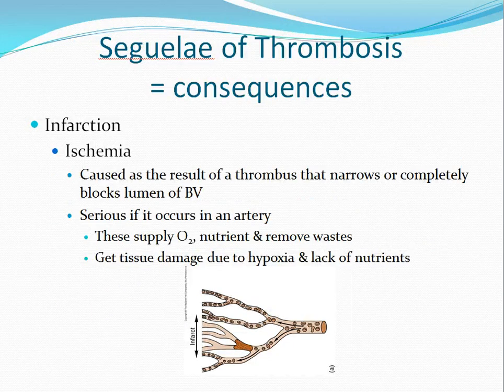Looking further at an infarction, ischemia is caused as the result of a thrombus that narrows or completely blocks the lumen of a blood vessel. This is very serious if it occurs in an artery. Remember that arteries are responsible for supplying oxygen as well as nutrients. Arteries also remove waste products. You will get tissue damage due to hypoxia and the lack of nutrients as well as the buildup of waste products in the tissue.